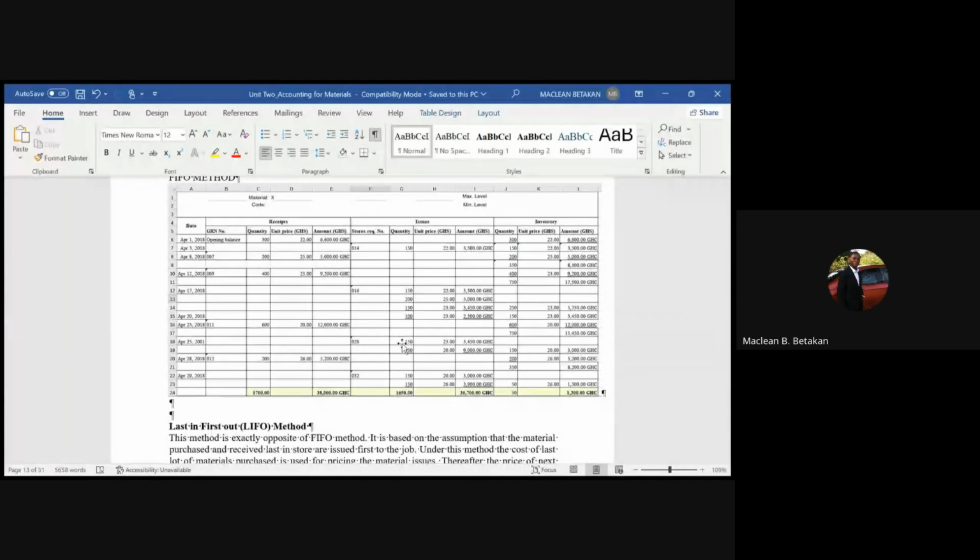Now the 450 can be issued from the 600, and the 600 was valued at 20 cedis. So the 450 is valued at 20 cedis, and you get 9,000. Now you issued in total 600 out of 750. So how much is left?